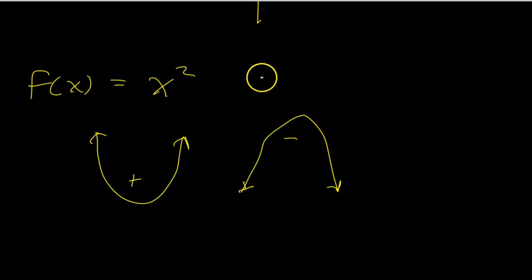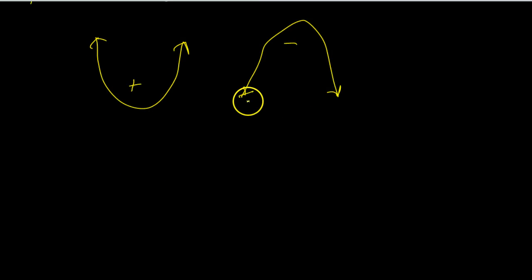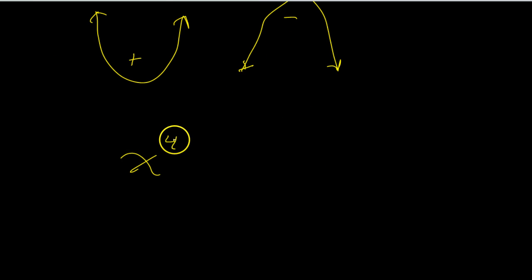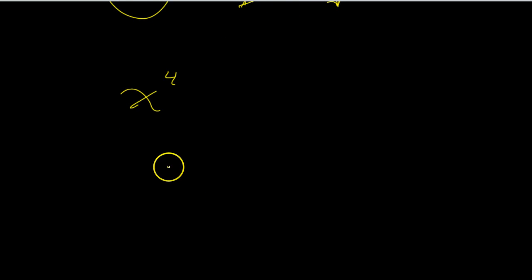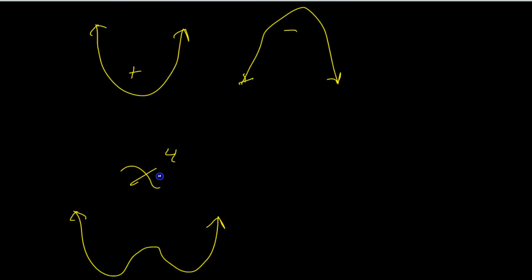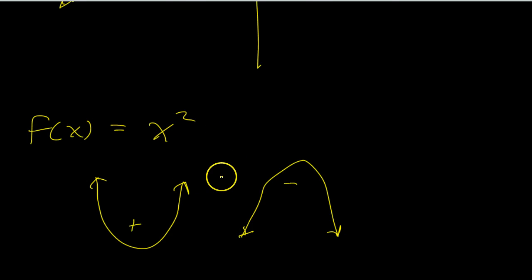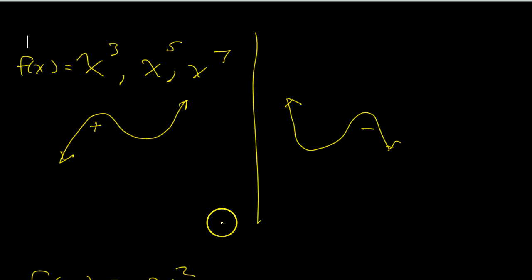Okay, now if I had something like x to the fourth power, it doesn't make a parabola. It has an extra bend in it. But the end behavior is the same as a parabola. Okay, both arms reaching to the sky. So all even functions have the same end behavior. All odd functions have the same end behavior. Okay? So, now looking back.